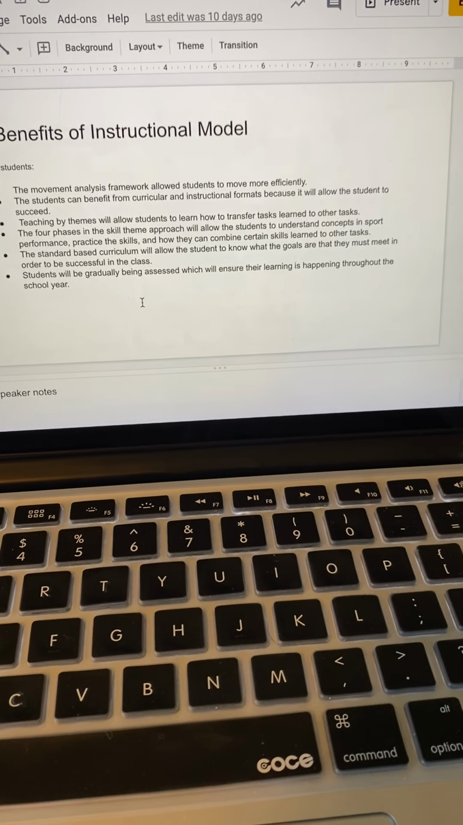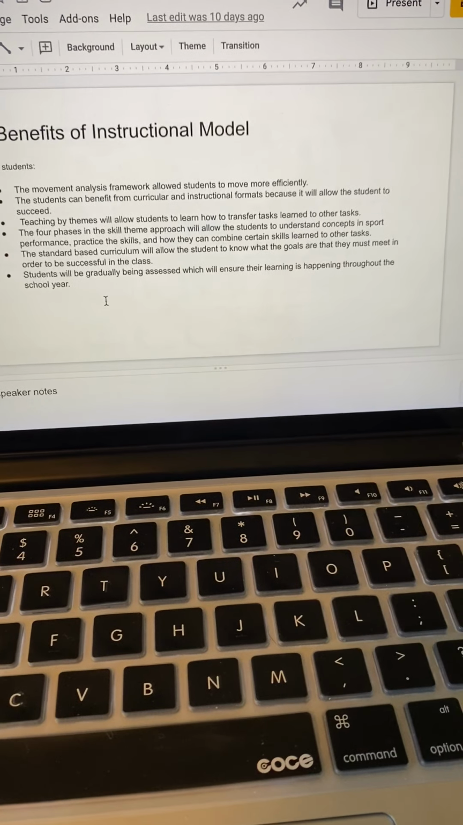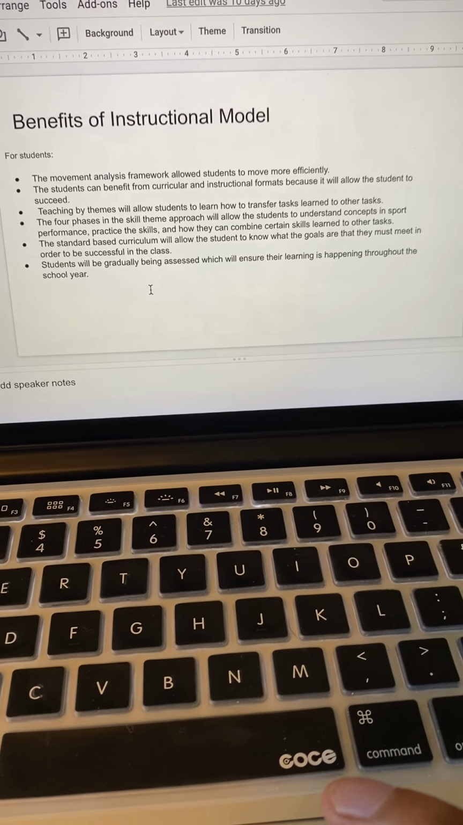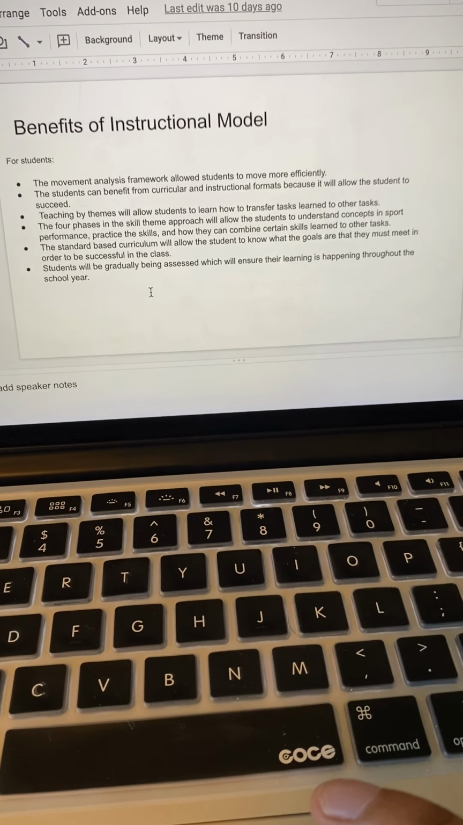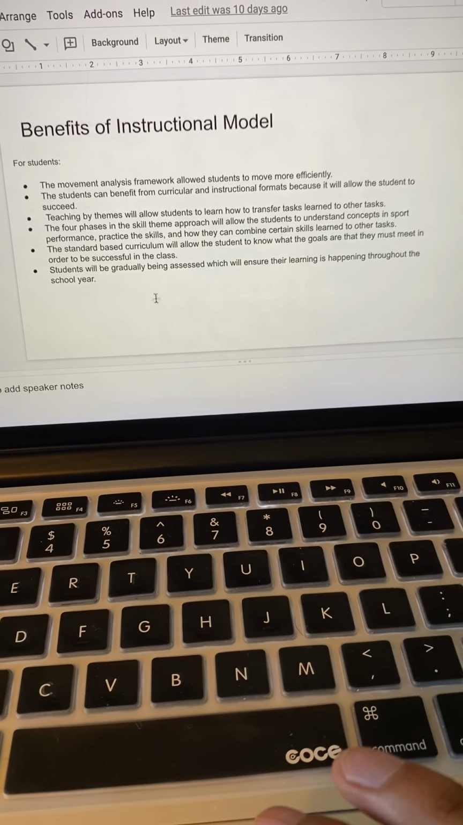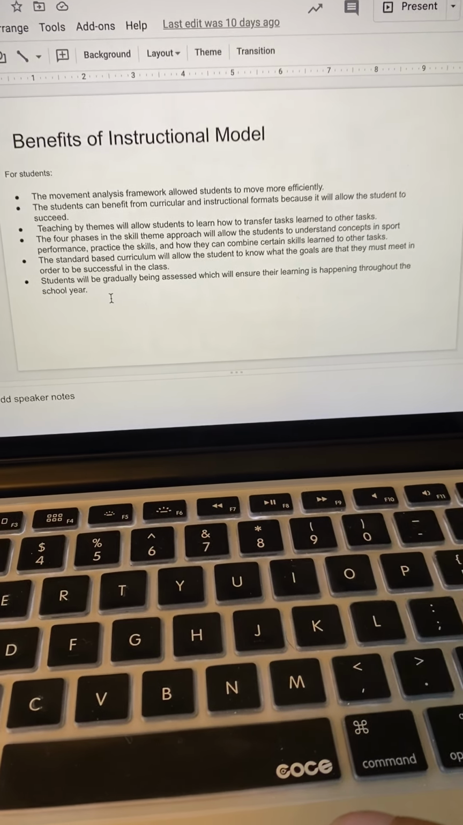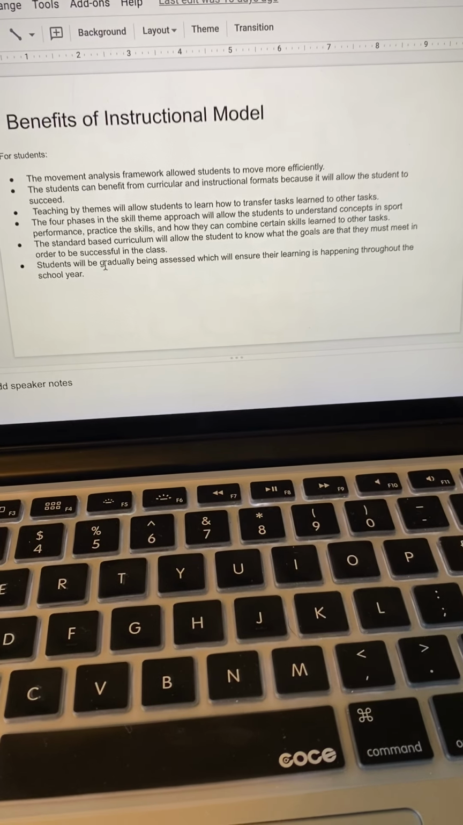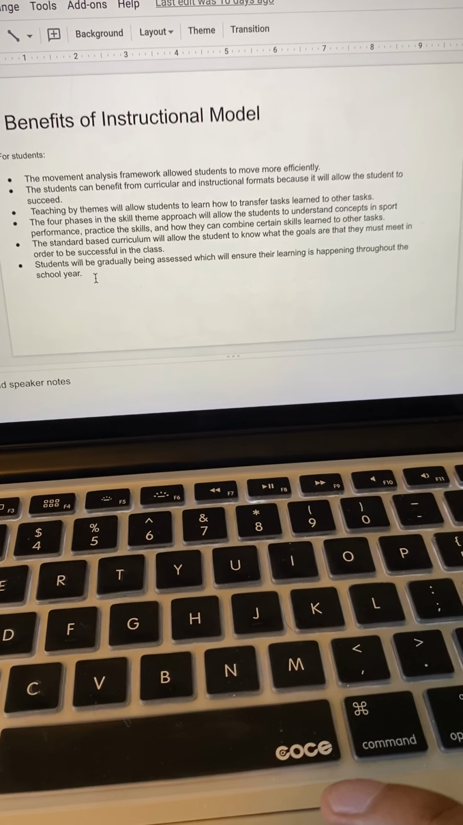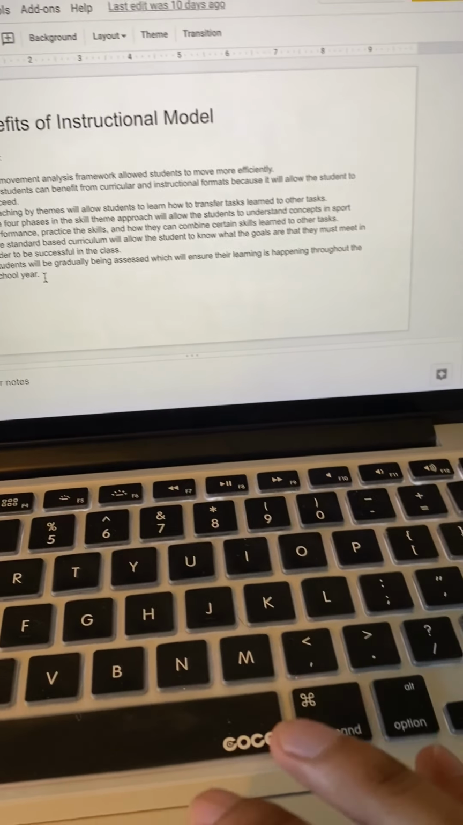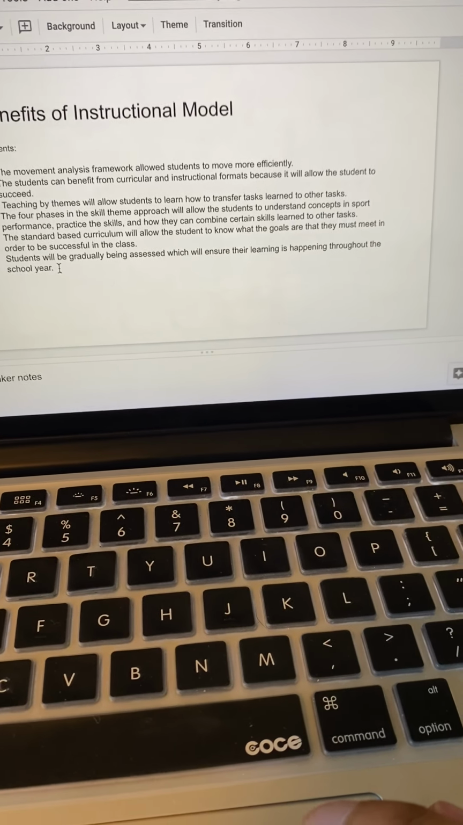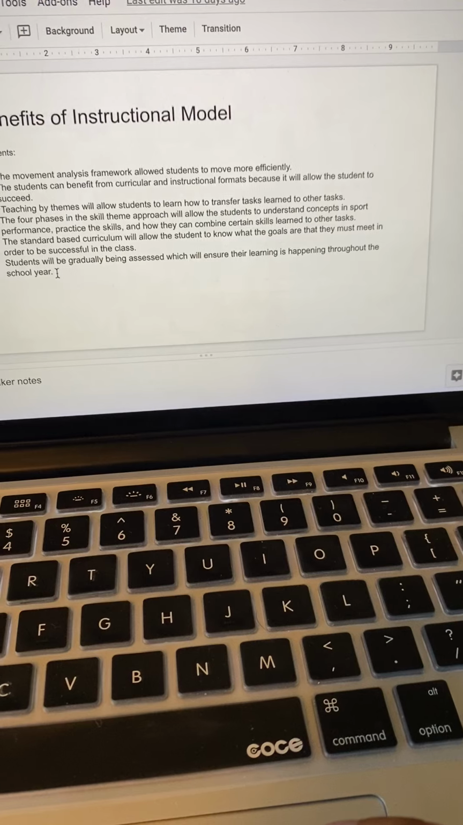their instructions. And for the students, the benefits: the movement analysis framework allowed students to move more efficiently. The students can benefit from the curricular and instructional formats because it will allow the students to succeed. So it will set them up for success instead of failure. Teachers can see the results that are coming from the students, and if the teachers need to modify certain things, they will.